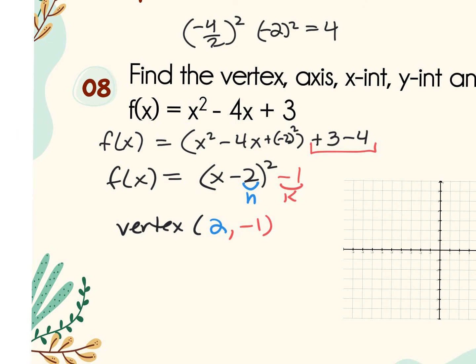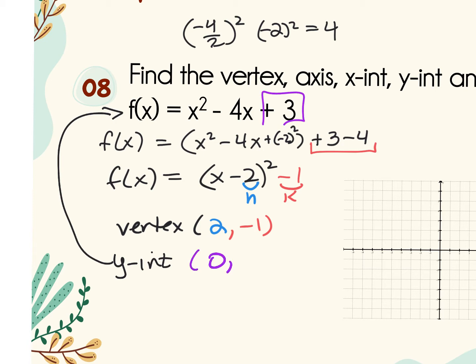For the y-intercept, I'm going to go back to my original, because remember your y-intercept is always this c value. So my y-intercept as a coordinate is the ordered pair 0, 3. However, for the x-intercepts, we've got to work for it. Now, if you want to use the original, actually the original would probably be faster than doing the square root method. I could actually factor it.